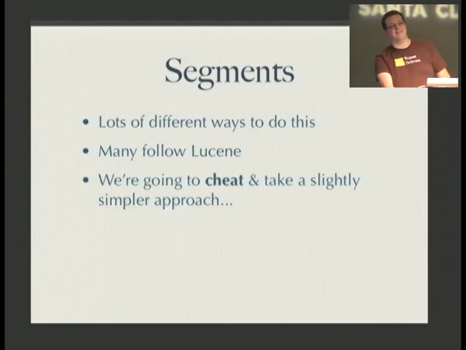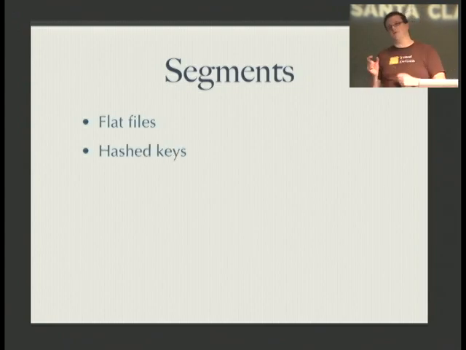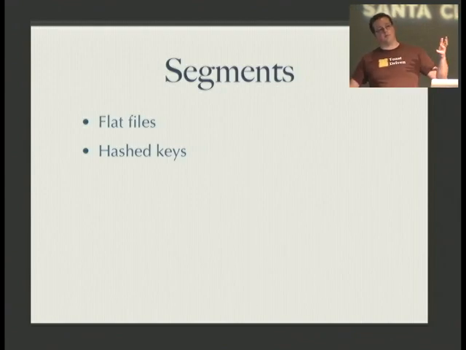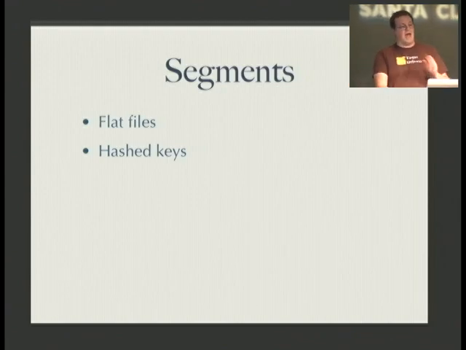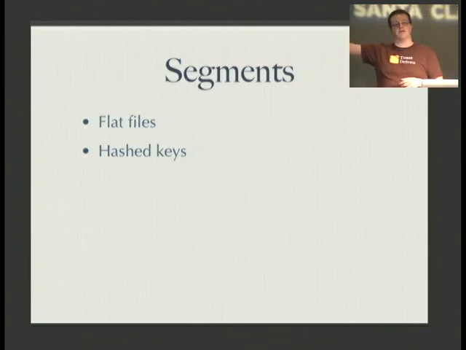But we're going to cheat because it's easier. So in the example code that I've got, we're going to just use flat files. We're going to take those n-gram terms that we generated when we ripped through the big blob of data, and we're going to hash them. And we're going to take part of that hash, the leading part, and use it to map it onto a file in the file system.